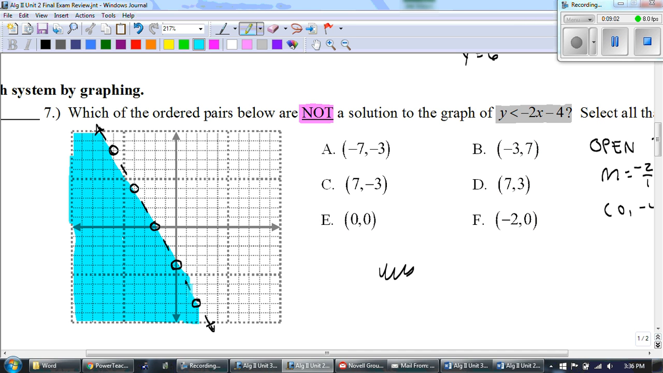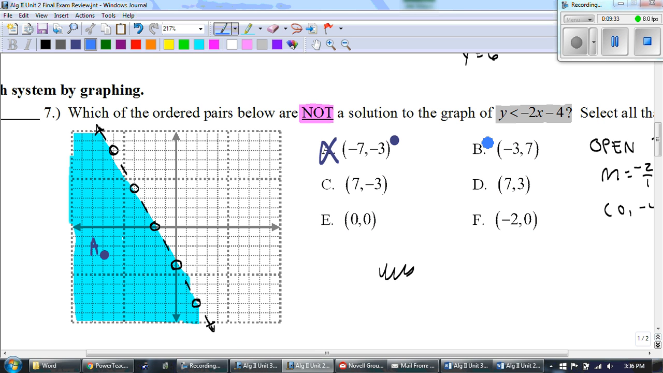Okay, so we're trying to find which ones are not solutions. Let's look at our first one. Here's A. A is negative 7, negative 3. So there is A. We'll match the colors. And A is a solution, so sorry, we got to cross check.